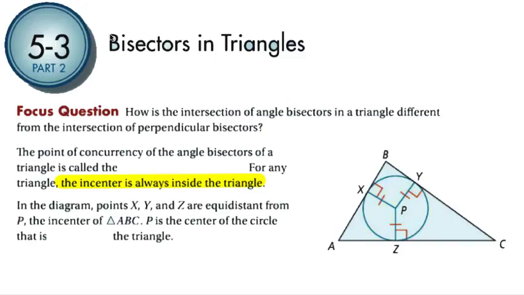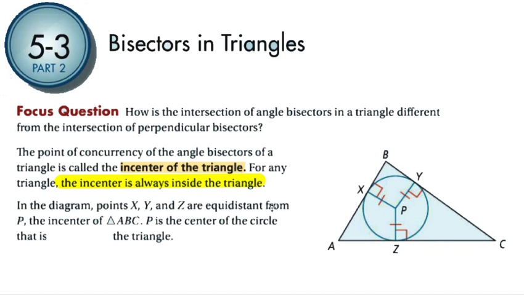So anyway, we talked about the point of concurrency of perpendicular bisectors, and in this lesson we're going to talk about that same point of concurrency, only it's for the angle bisectors. And it has a special name, and the name of that term is called the incenter of the triangle. So in this example, point P would be the incenter of the triangle, and the incenter is always inside the triangle.